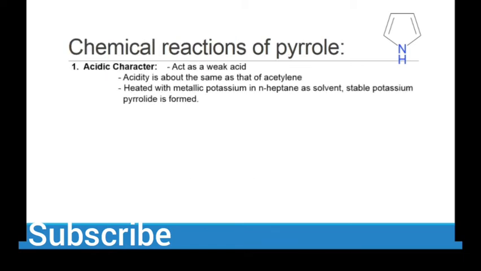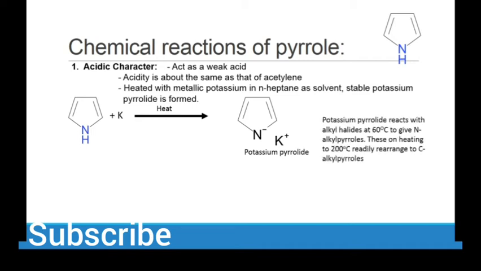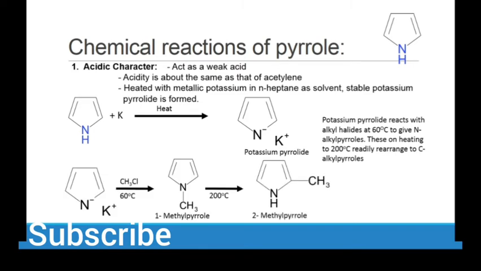Then what are the chemical reactions of pyrrole? Acidic character: it acts as a weak acid. Why? Because it has the power to give only one hydrogen, which is H positive. Acidity is about the same as that of acetylene. So if pyrrole is heated with potassium, we will have potassium pyrrolate. And if we heat potassium pyrrolate, we have 1-methyl pyrrole. And if we heat 1-methyl pyrrole, we will get 2-methyl pyrrole. So this is the acidic character.